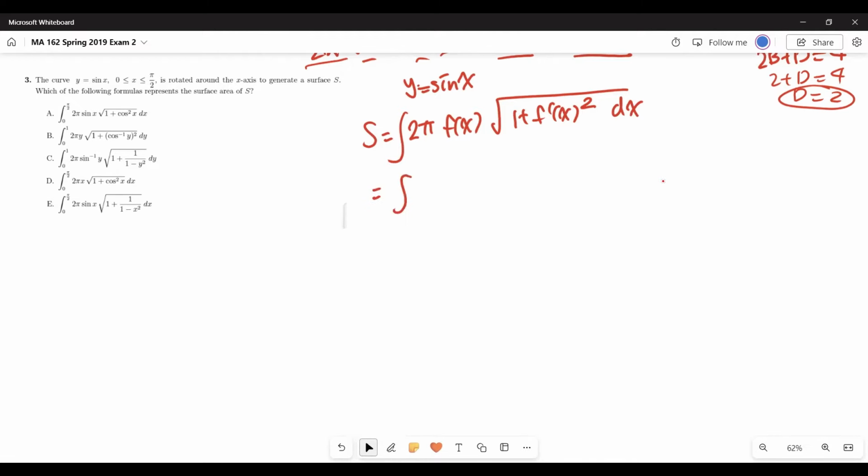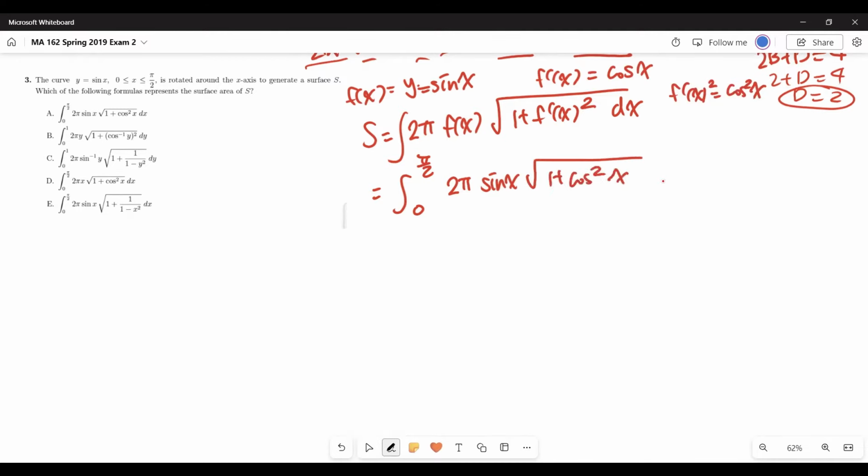So the integral is from 0 to pi over 2, 2 pi, f(x) is sine x. Let's just write this: f(x) equals sine x, and f prime x is cosine x. F prime x squared becomes cosine squared x, so it becomes square root of 1 plus cosine squared x dx. So, okay, we have that, and the value that actually equals this equation is A. So the answer for this question is A.